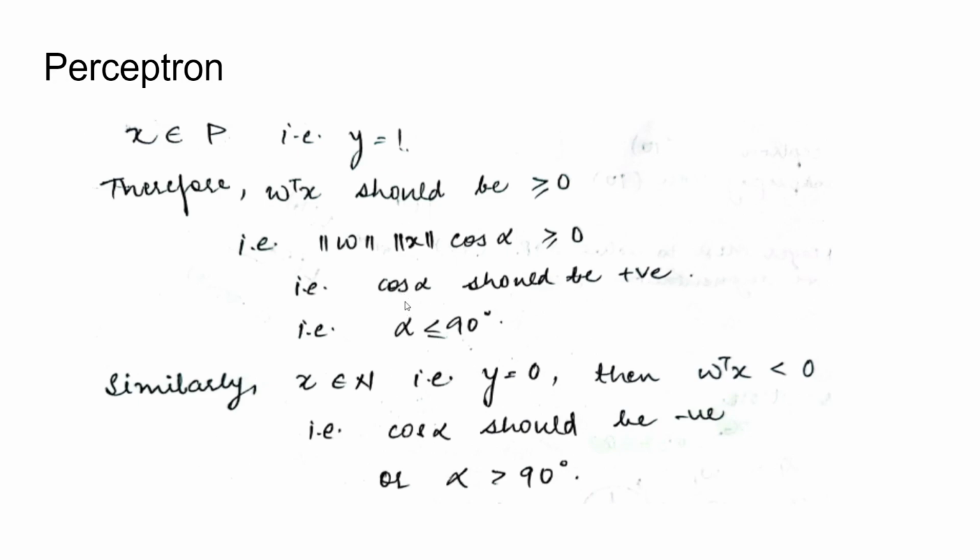Okay, now cos alpha will be positive if alpha is less than or equal to 90 degrees, right? Similarly, if x belongs to the negative class, then we want y to be assigned a value of 0, which means the dot product of w and x should be less than 0, which means cos alpha has to be negative. Okay, so depending on the angle between the input x and the w vector here, we can assign an input x to either the class labeled 1 or 0.